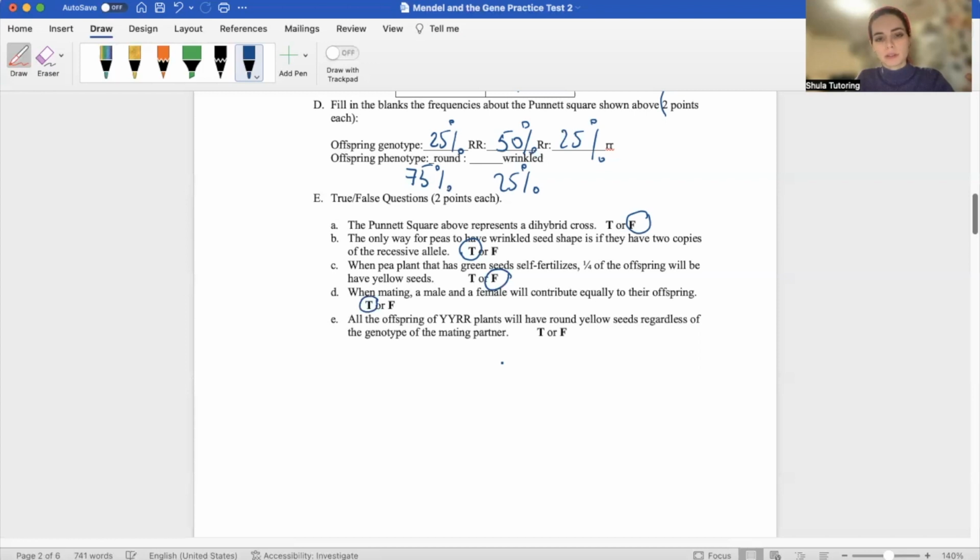of the mating partner. That's true because when homozygous dominant plants mate, they will pass one copy of their genes, one allele, to their offspring, right? And they only have dominant alleles here. So their offspring, regardless of the genotype of the mating partner or of the other parent, will end up with at least one dominant allele for those 2 genes, right? For seed shape and for seed color. So all the offspring will have round yellow seeds.